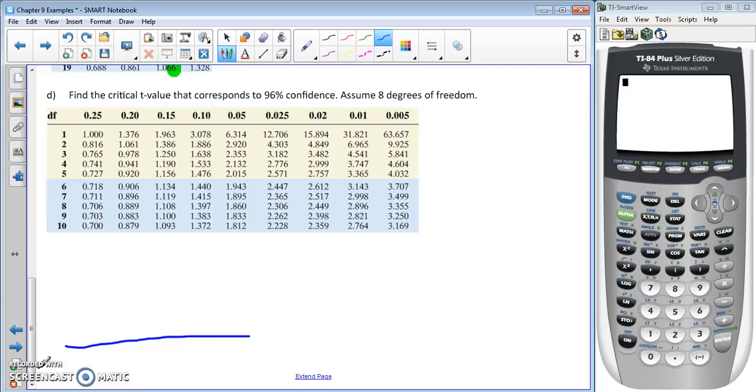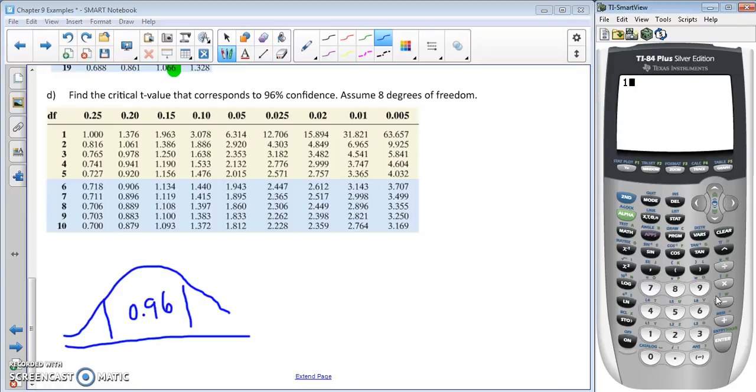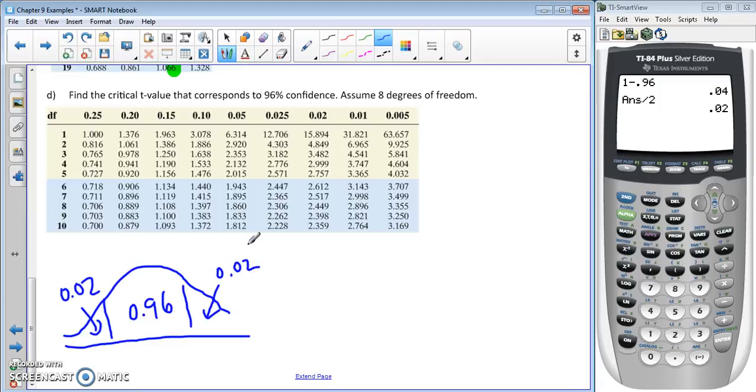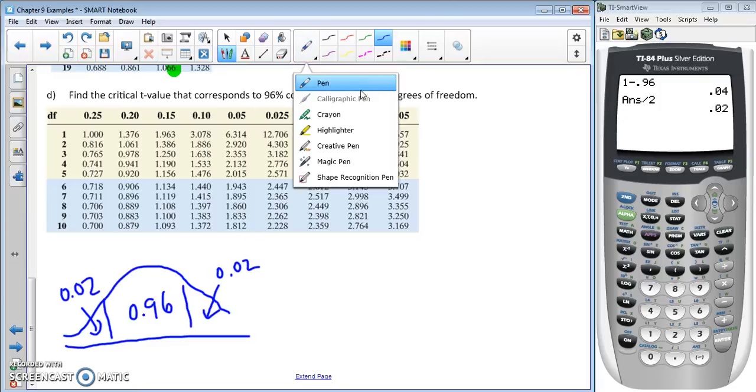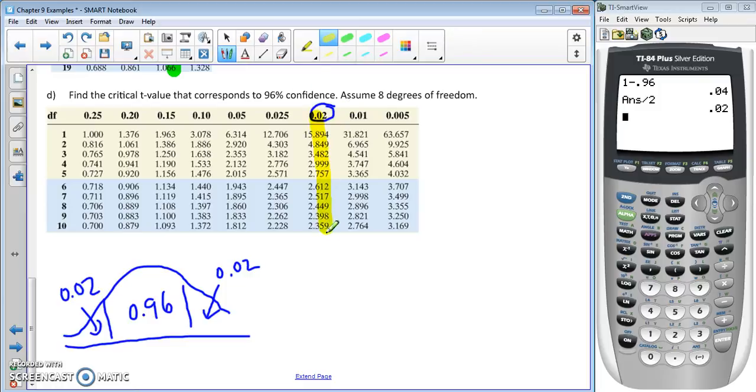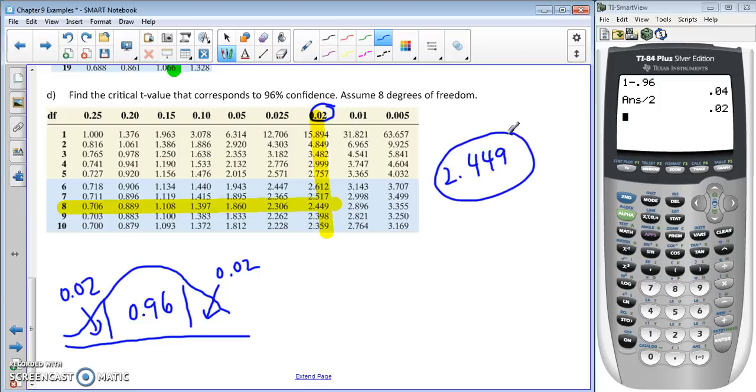But, okay. So 96% confidence here. So let's start off by drawing our bell curve. We have that here, 96 in the middle. So I split that, so 1 minus 0.96 divided by 2. Each side in the tail is 0.02. So the area in the right would be 0.02, and then our 8 degrees of freedom. If we map that down, 0.02, 8 degrees of freedom, we end up here with 2.449 as our critical value there.